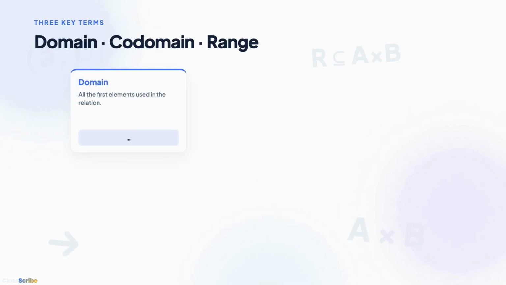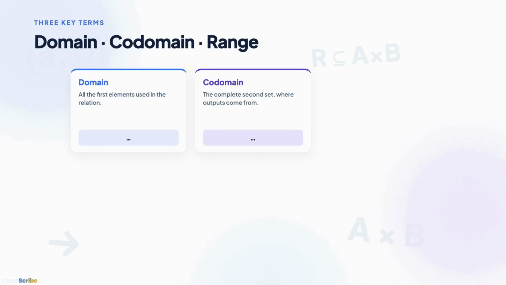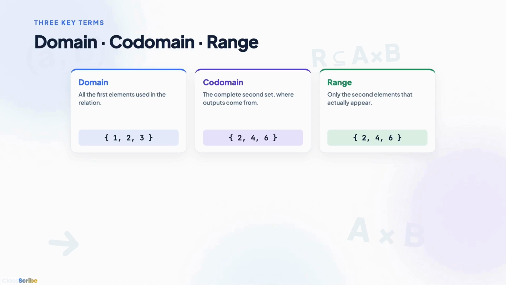The domain is the collection of all first elements used in the relation. The codomain is the complete second set from which outputs are chosen. The range contains only those second elements that actually appear in the relation. For our example, the domain is {1, 2, 3}. The codomain is {2, 4, 6}, and the range is also {2, 4, 6}.